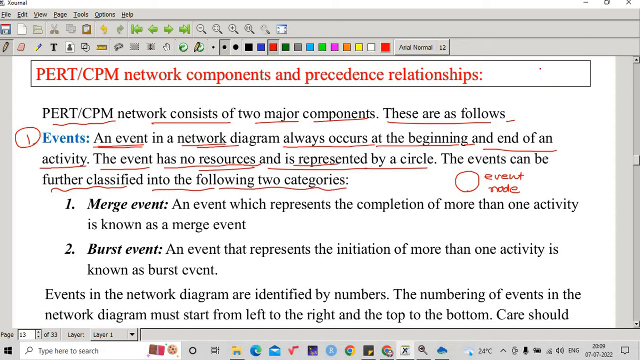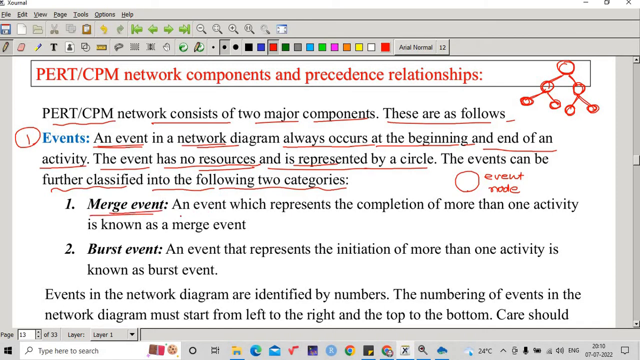Suppose whenever we write down the T diagram like this, correct? So in this T diagram, these circles are representing our events according to our PERT and CPM terminology. Alright, so these all circles are nothing but our events, and the lines connecting to these circles are called as the activity. So let us try to understand all that things step by step.